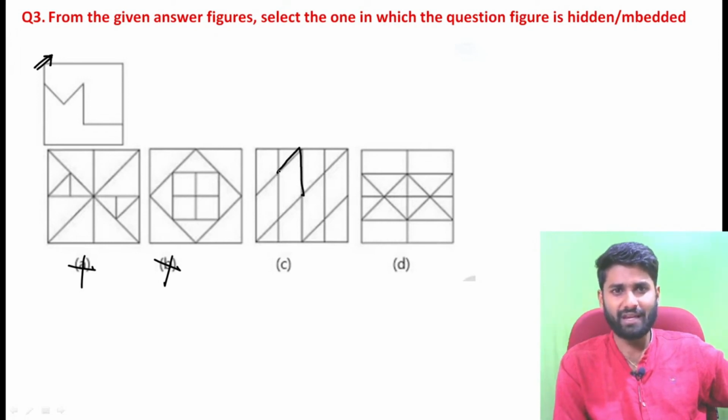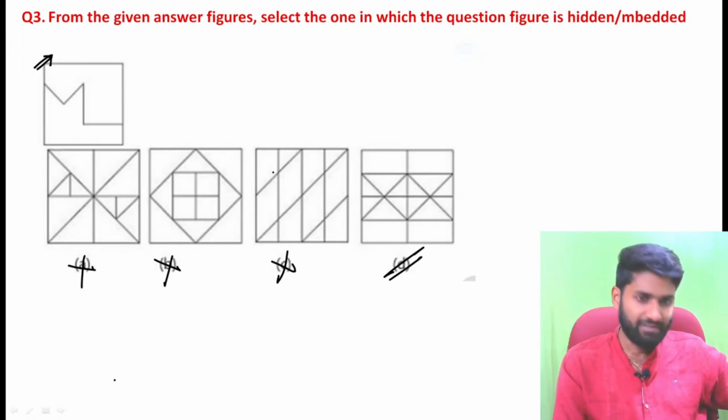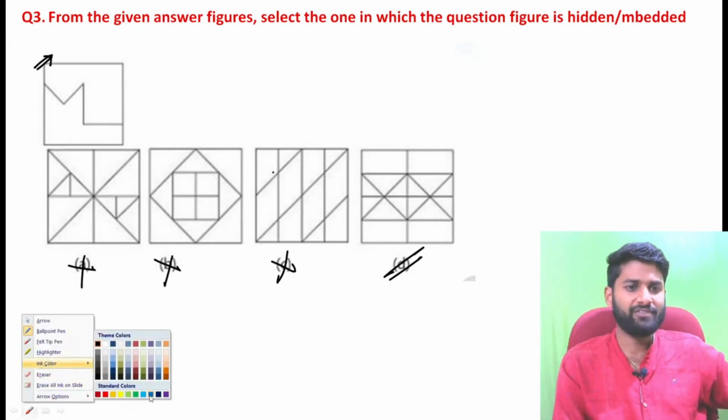But there is no diagonal line here, guys. There is no diagonal line, which means definitely we can eliminate C also. Here the hidden figure is D. Then I will show you the answer. Don't worry. So we want that shape in which particular figure, guys.